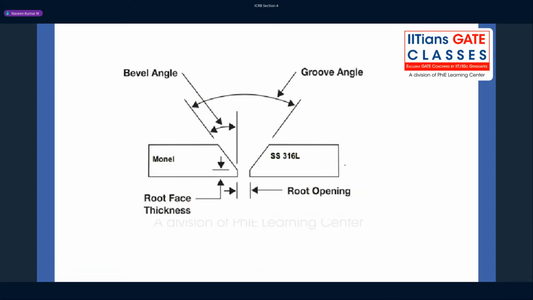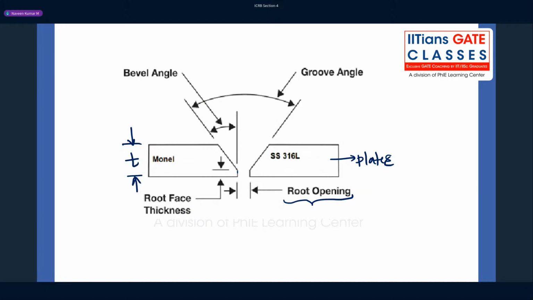So these are your welding plates. These are your plates, or sheets, whatever it is, plates only you can call. Somewhere I've taken this stainless steel 316 grade. Okay. So this is your root opening. You have to have some gap between them. That is your root opening, and this is the thickness of your plate.